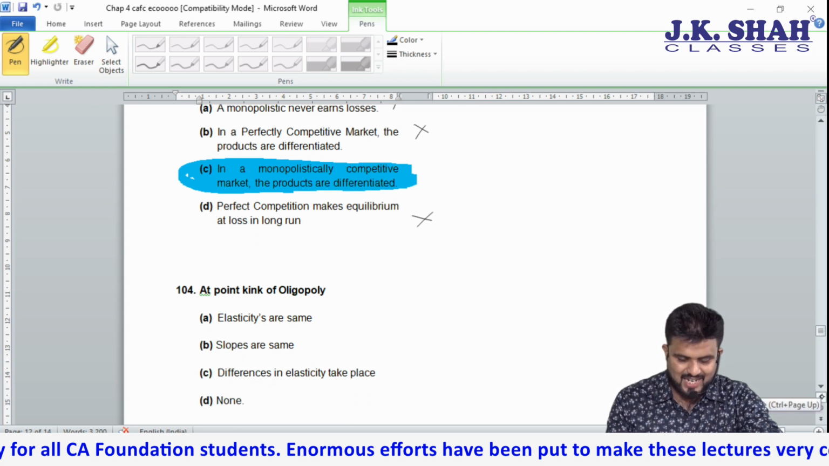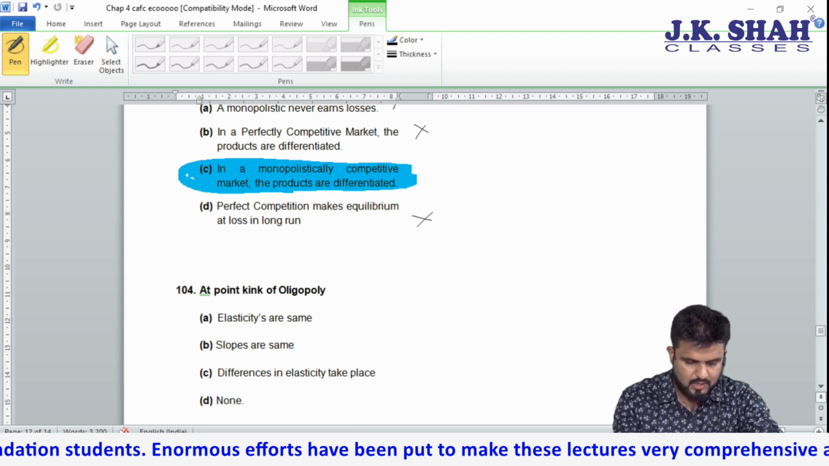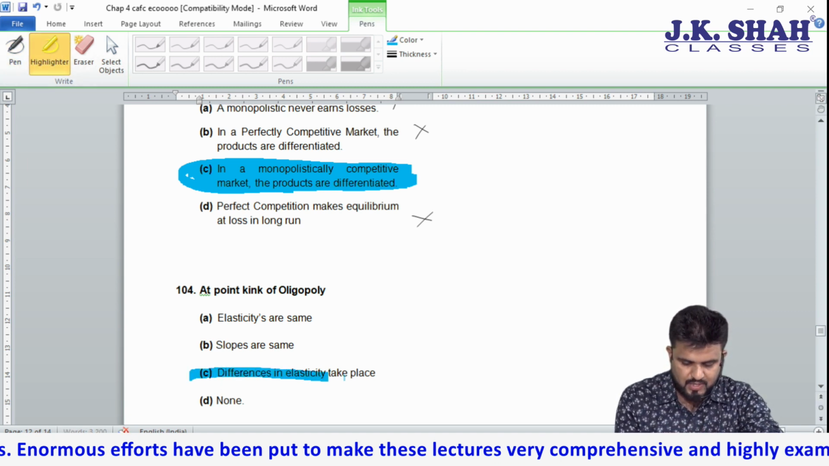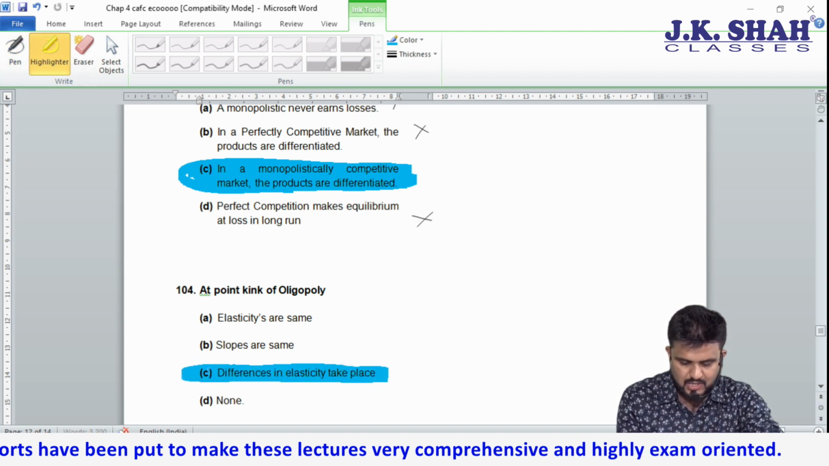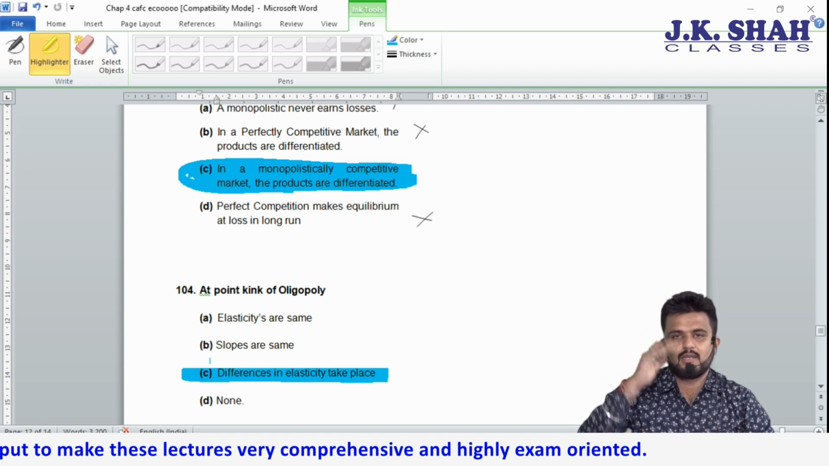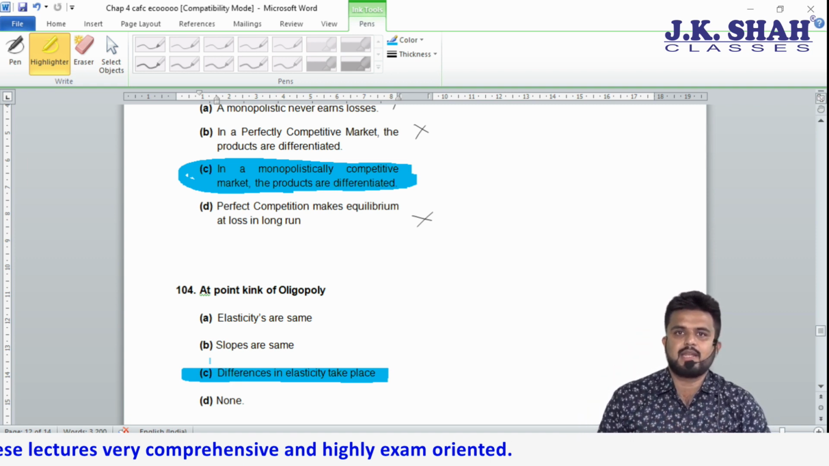At the kink of oligopoly, it shows the difference in elasticity. Upper part is elastic, lower part is inelastic.